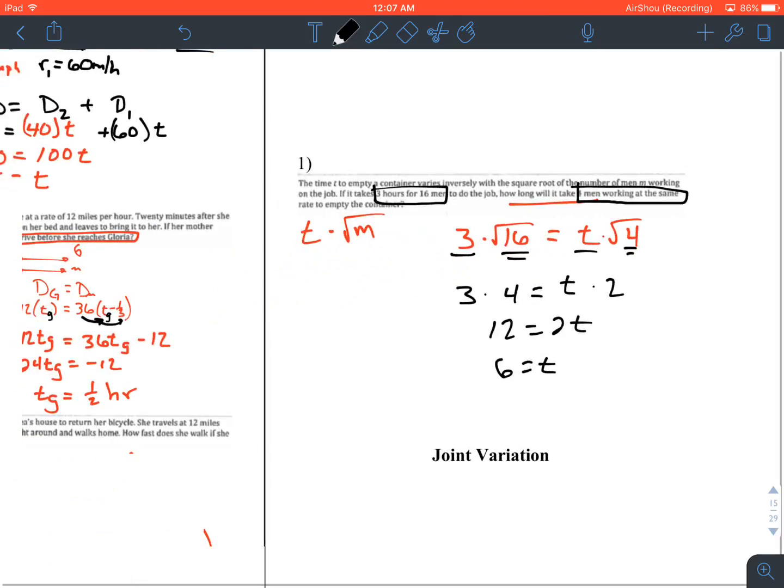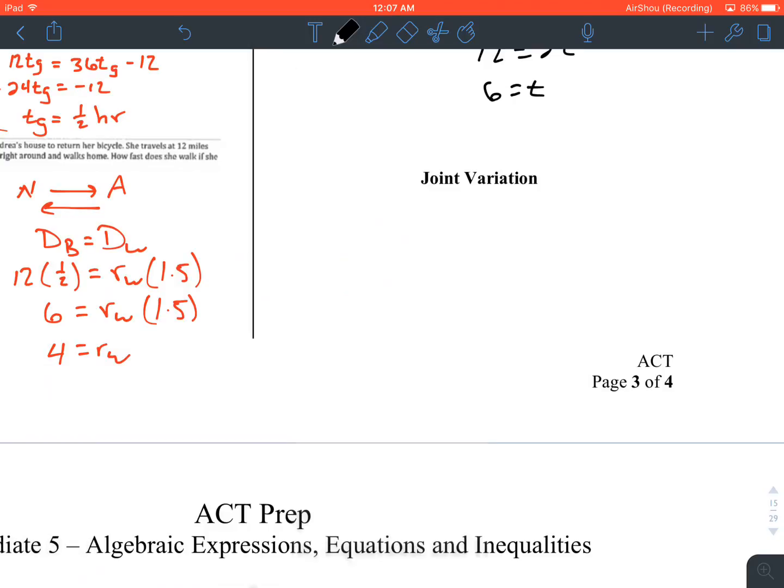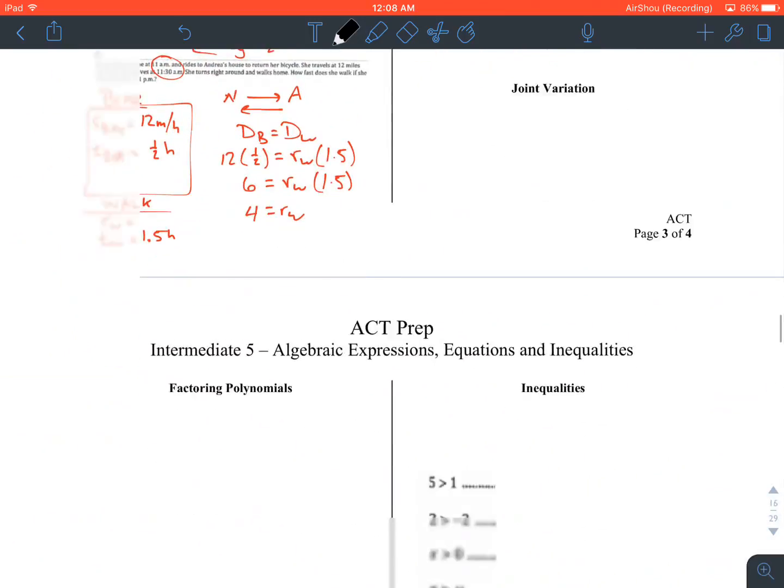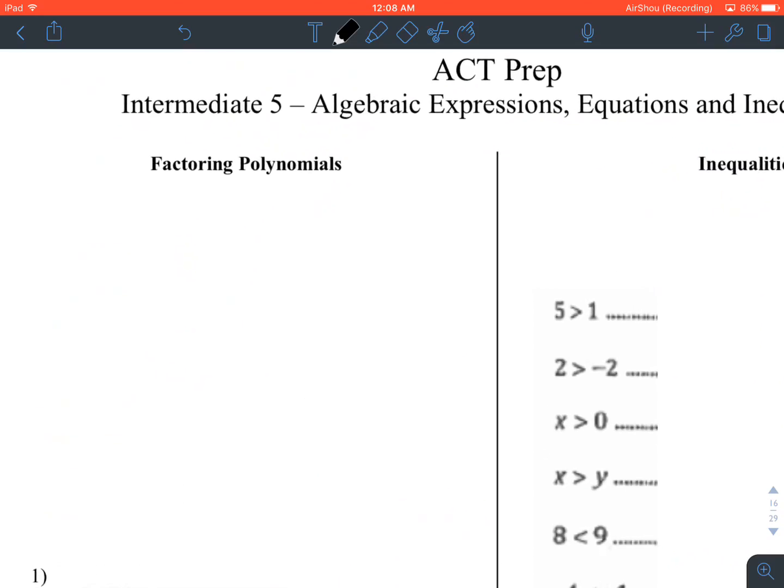All right, let's continue. Joint variation. Yeah, let's skip joint variation. Factoring polynomials.